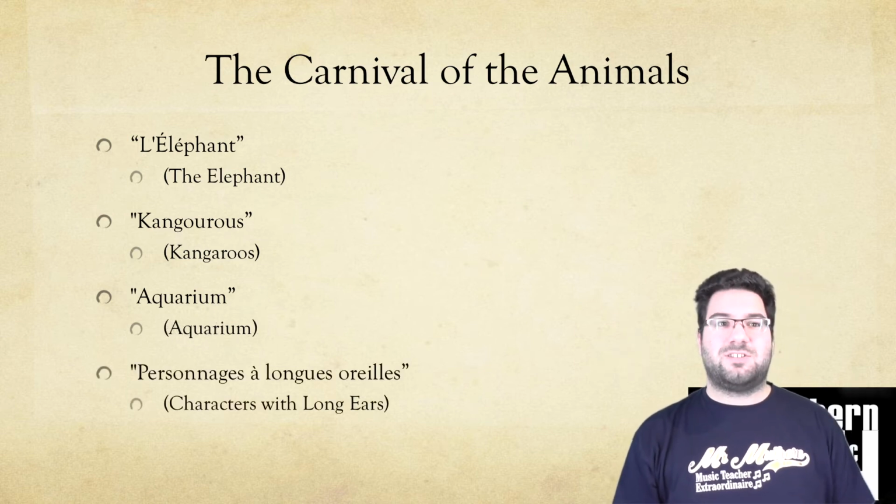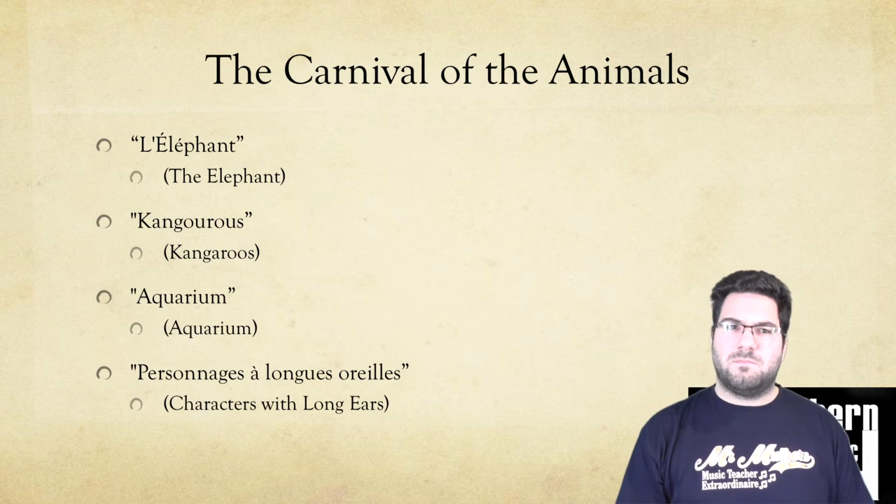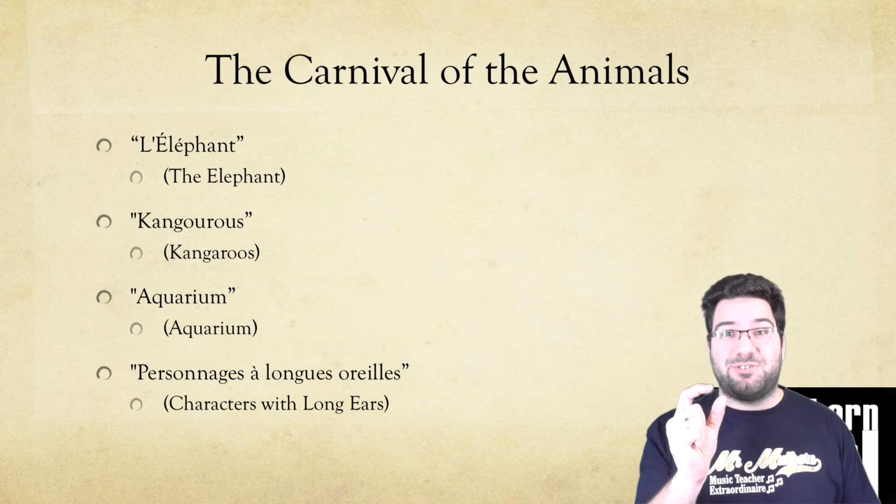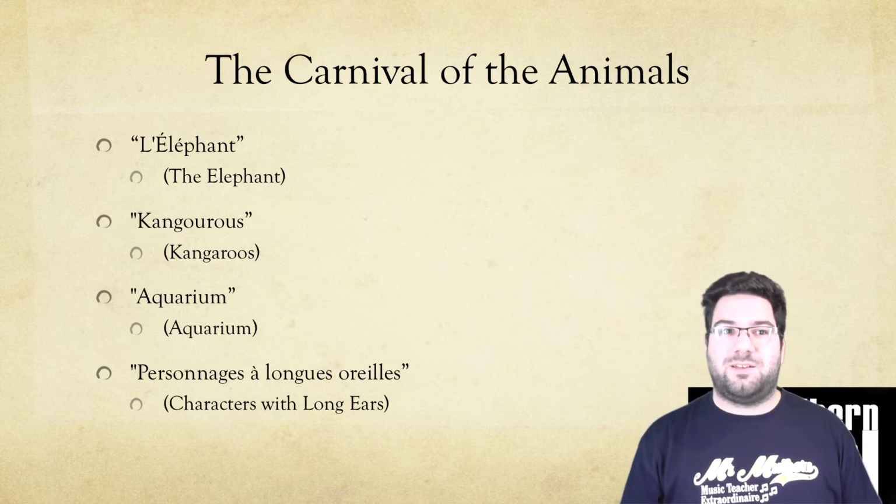Next, Characters with Long Ears. Well, it's talking about donkeys, this section, and it's the shortest movement. It's really quick, so listen out for it, and listen out for the donkey's sounds. Can you hear any hee-haws in this?